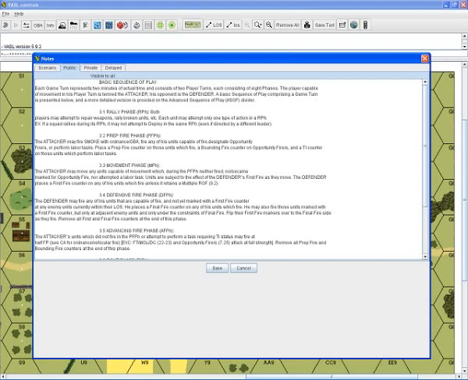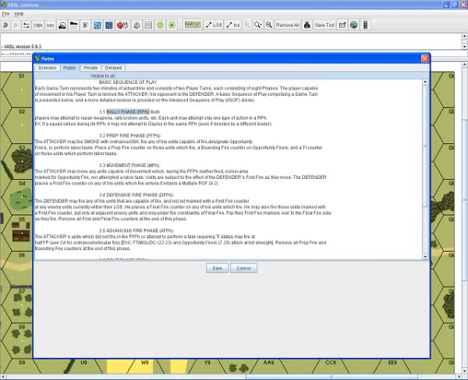The basic sequence of play is that each game turn represents about 2 minutes of actual game time and consists of 2 player turns, each consisting of 8 phases. The player that's capable of movement during his turn is termed the attacker, and his opponent is called the defender. So during your turn, if you are able to move your units, you are the attacker, and your opponent is the defender. The first phase that happens for the attacker is going to be the rally phase.